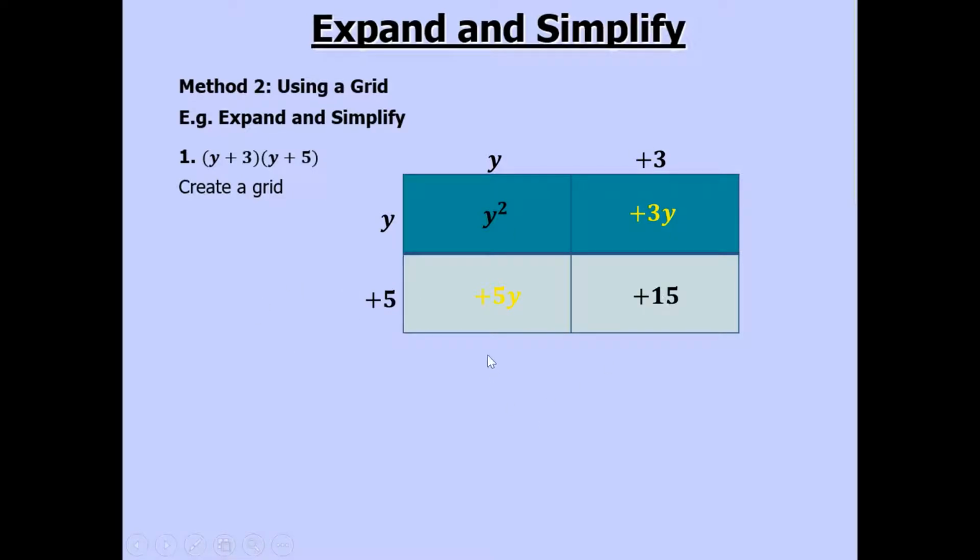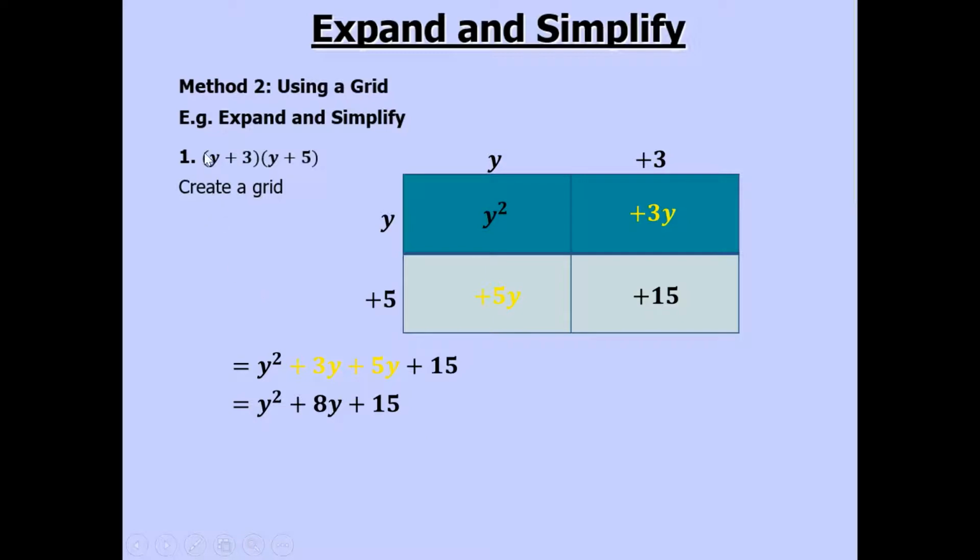And then we look at the like terms. Like terms are highlighted in yellow because they are positive 3y and 5y here, so we can combine them. So y squared plus 3y plus 5y plus 15, and like terms can be added, so that simplifies to y squared plus 8y plus 15.